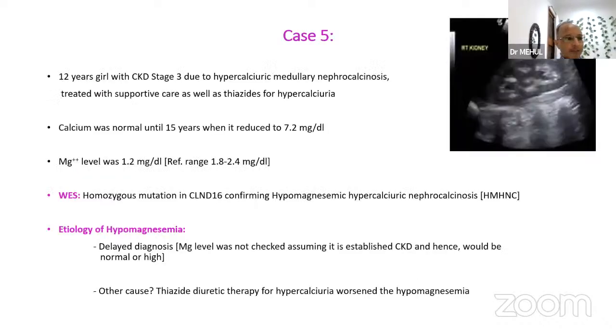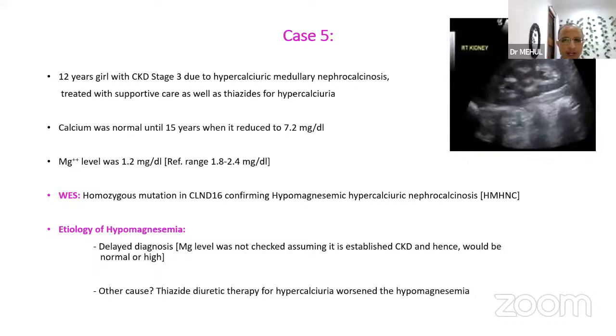And the final case is a 12-year-old girl with CKD stage 3 due to hypercalciuric medullary nephrocalcinosis, who was treated with supportive care as well as thiazides for her hypercalciuria. She came with a calcium of 9.2 milligram per deciliter until 15 years, when it was suddenly detected to be 7.2 milligram per deciliter. She was asymptomatic. At this point, her magnesium level was checked and it was found to be 1.2 milligrams per deciliter. And whole exome sequencing confirmed that she had a homozygous mutation in the claudin 16 gene, confirming hypomagnesemic hypercalciuric nephrocalcinosis. So my question was, why did this young girl develop hypomagnesemia at such a late age?